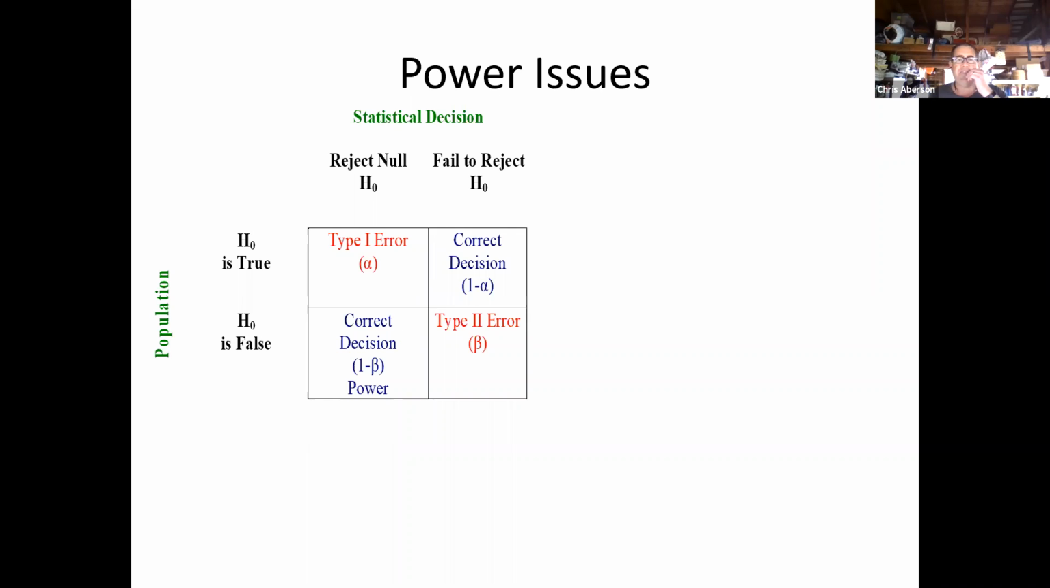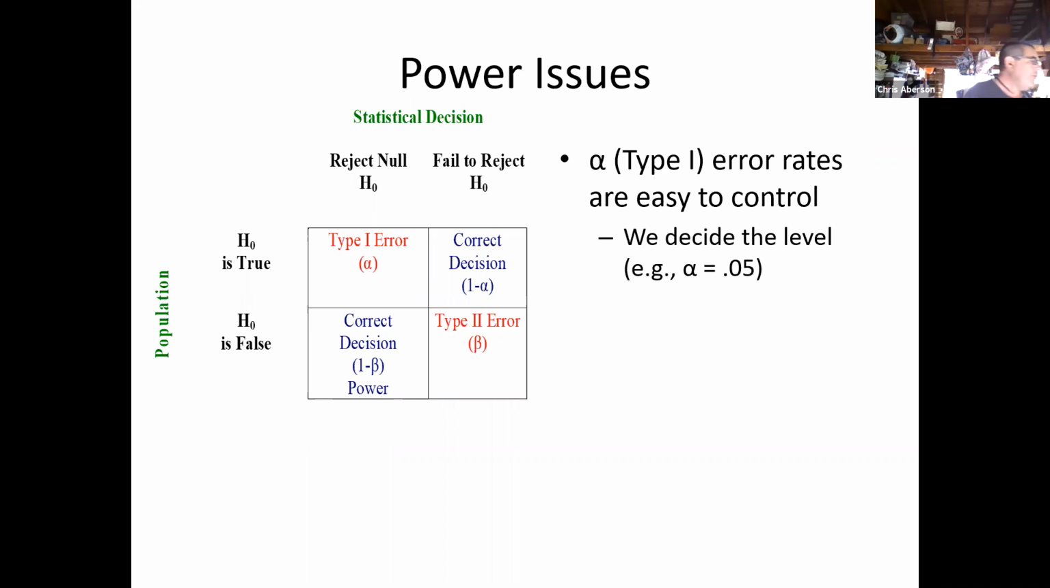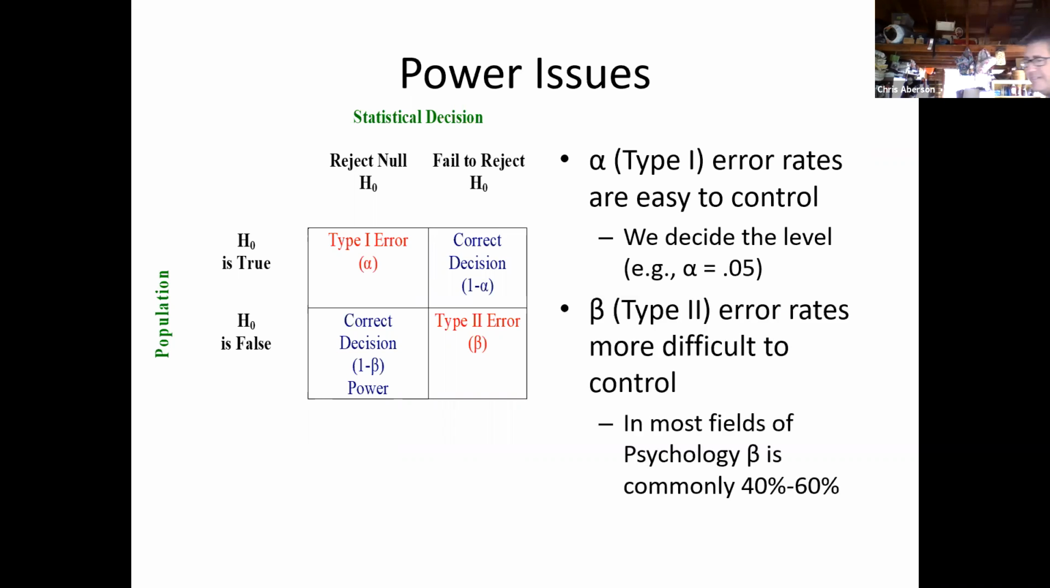All right, some issues with power. Type 1 error rates or alpha rates are really easy to control. We just simply say, bam, that's your type 1 rate. Type 2 rates are a lot harder to control. In fact, within psychology, it's estimated that we run at about a 40 to 60% type 2 error rate, which is clearly massively much larger than the alpha rate. So much more common way to make an error is to have a false negative rather than a false positive.